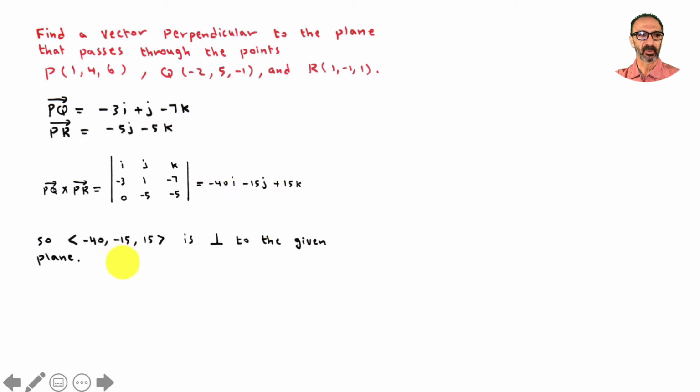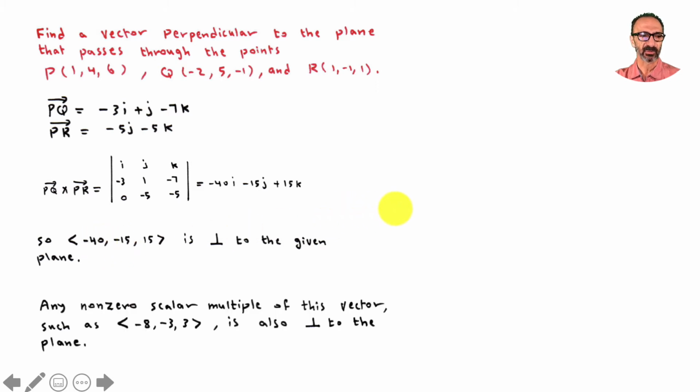So the perpendicular vector is this. But as you can see, 15 and -15 and -4, they all divide by 5. So you could simplify it, but you don't have to. It says find a vector. So any vector will do. Here's another vector. Any non-zero scalar multiple of this vector is also perpendicular to the plane.